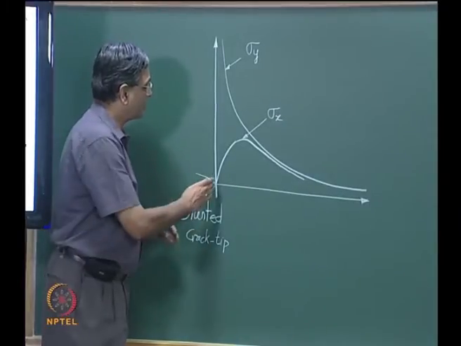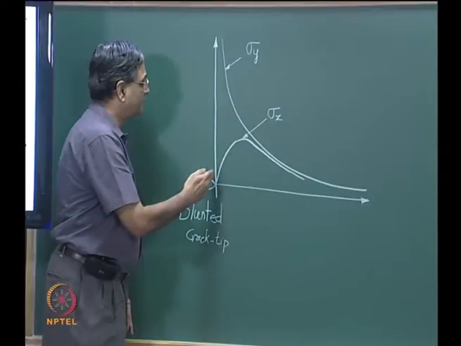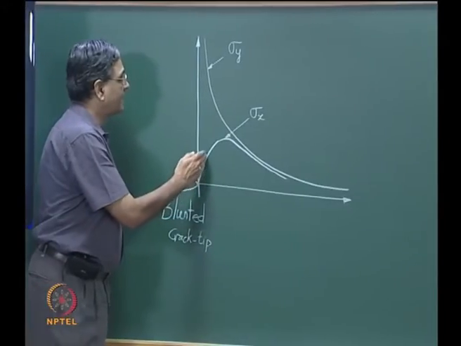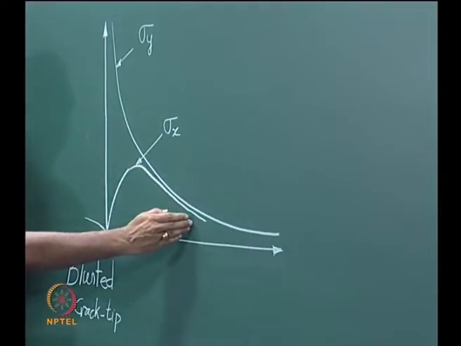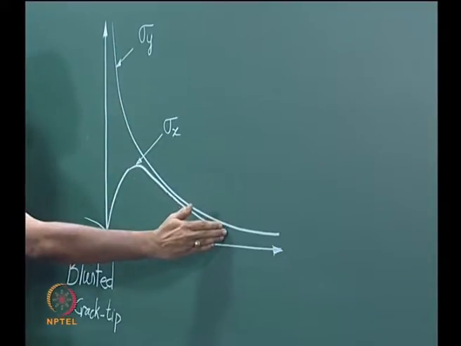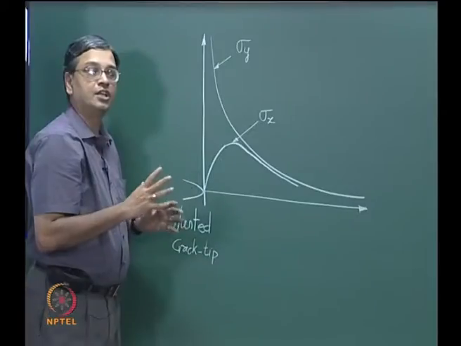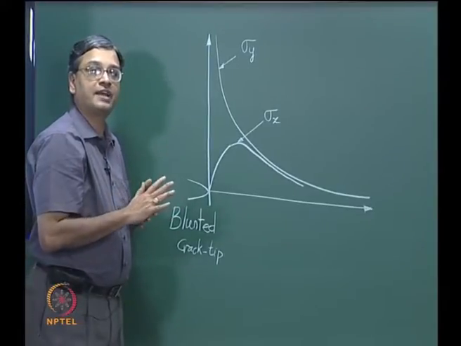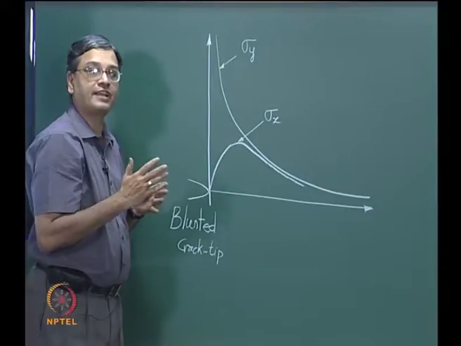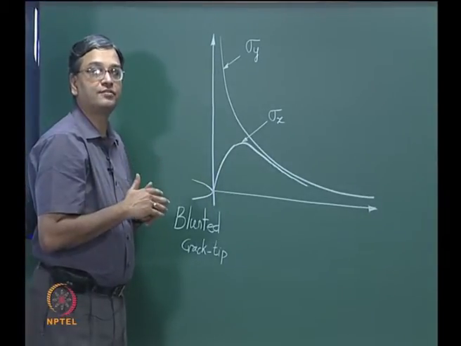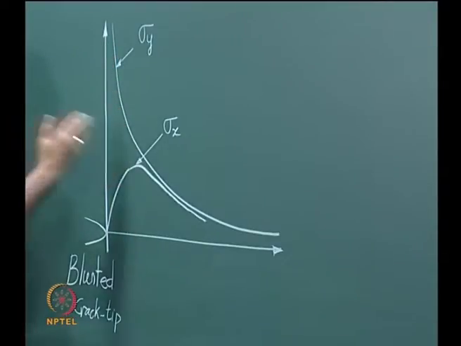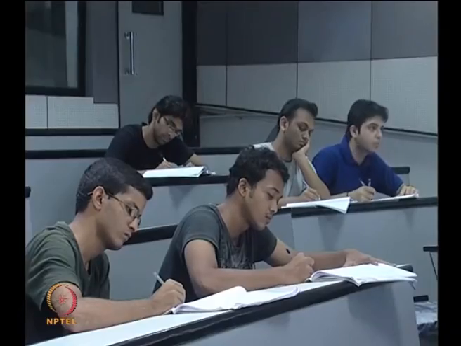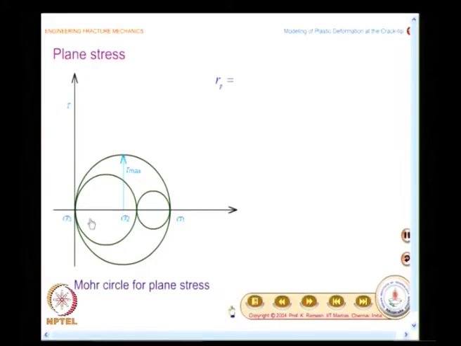In view of this, because of the free surface, the sigma x will be 0 at the crack tip, and it reaches a maximum at a slight distance away from the crack tip. So, a sigma x variation will be like this, and your sigma y variation will be like this. So, in this case what happens? You have sigma y as well as sigma x, both positive, and you have to recognize sigma z, or sigma 3, is 0. The yielding is dictated by your sigma y, and this is what is depicted in the Mohr circle here.